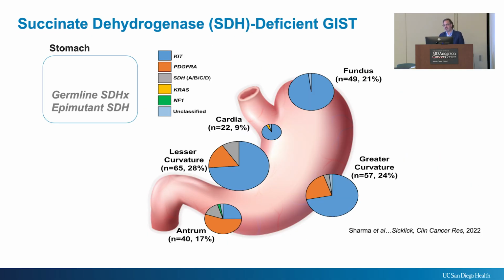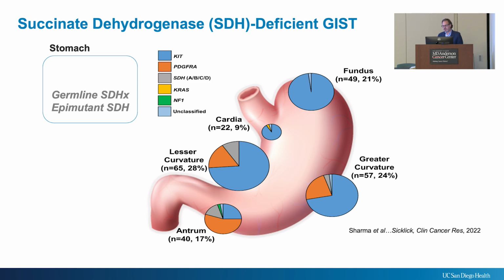Now, we can even take this a step further. What we start realizing is that within the stomach, there are even portions of the stomach that have a higher predilection for one mutation type versus another. And what became obvious to us is that when we start looking at the stomach, the top part of the stomach is almost 99% KIT mutant.